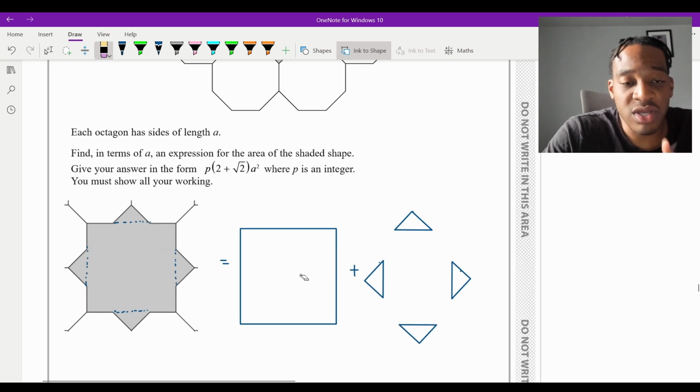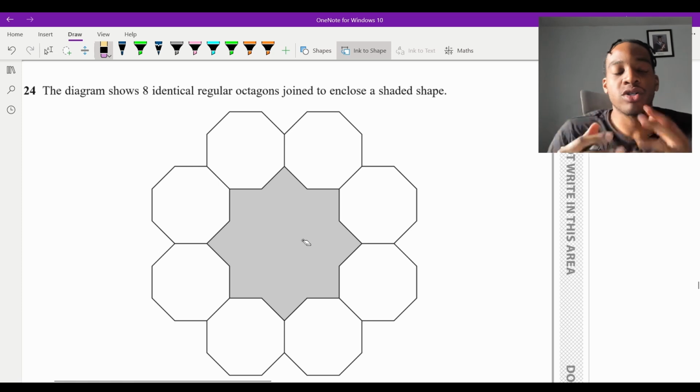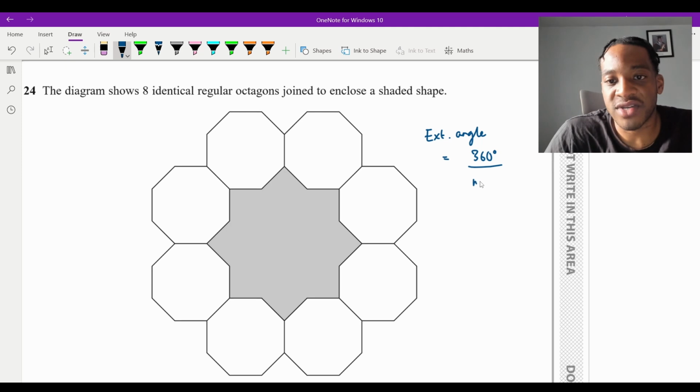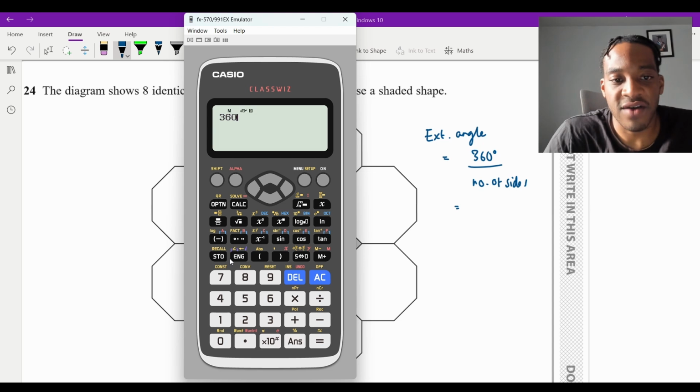Now, remember what they told us? They told us that we're dealing with a regular octagon, right? So let's go back to our diagram here. Now, we know that with octagons, they have interior and exterior angles. And one thing that you should remember is that the formula for the exterior angle of a regular polygon is just going to be equal to 360 degrees divided by the number of sides. So what we can actually do is work out the exterior angle for these octagons here. It's going to be 360 divided by 8. It's equal to 45 degrees, right?